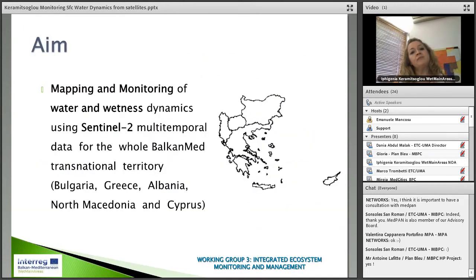So the aim of this particular system that I'm going to present today was first to map, but I'm not going to show this part, and then to monitor the water and wetness dynamics using the new European satellites called Sentinel-2, multi-temporal data for the whole Balkan Med transnational territory. These are five countries: Bulgaria, Greece, Albania, North Macedonia, and Cyprus. The partners were from the first four countries, but the results of this system were given also for Cyprus.